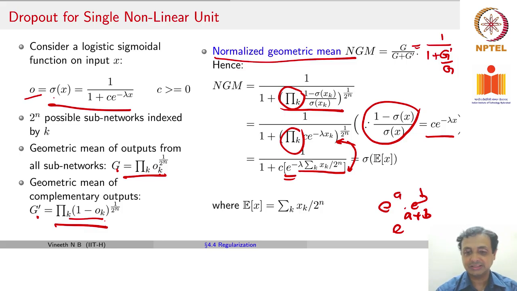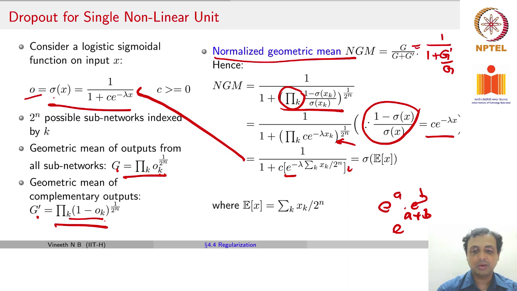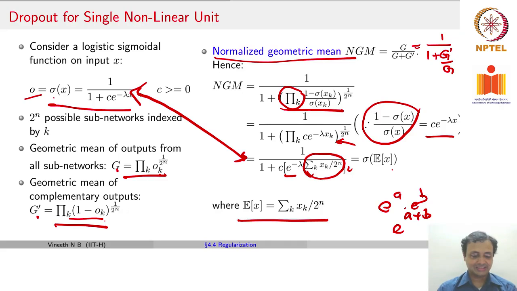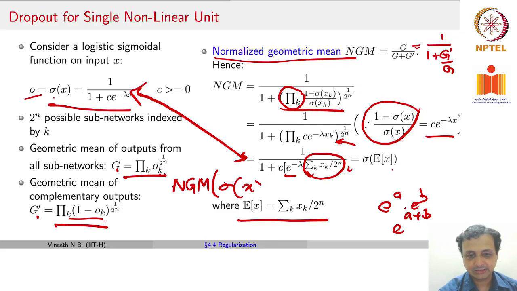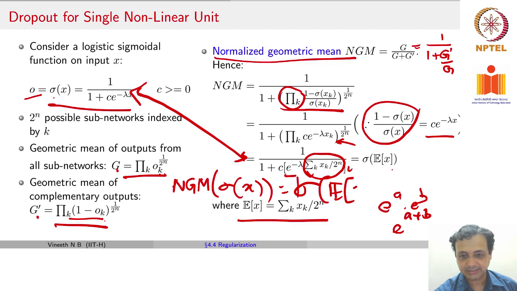And now let's define this. If you look at this carefully, this looks very similar to the original definition of sigma, just that the input x is different. So this is given by sigma of expectation over x, where expectation over x is this term inside. So what is this telling us? You could now summarize this as: the normalized geometric mean of sigma of x can be written as sigma of expectation of x.